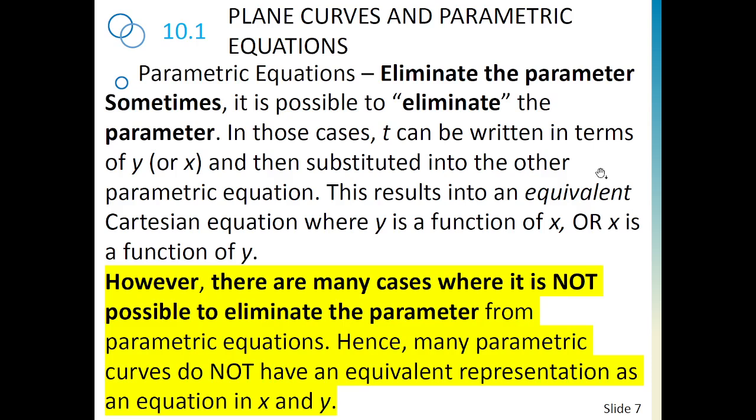But in general, in many cases, we are actually not able to eliminate the parameter, so the parametric equations will stay as they are. But in cases where we can eliminate the parameter, what we will get is some type of a Cartesian expression of x in terms of y, or y in terms of x. So we will have an equivalent Cartesian expression for our parametric curve, and we will see several examples of this.